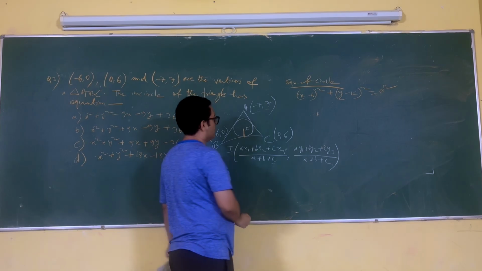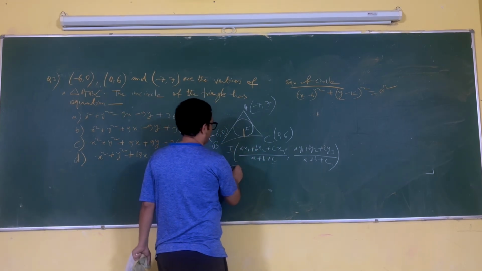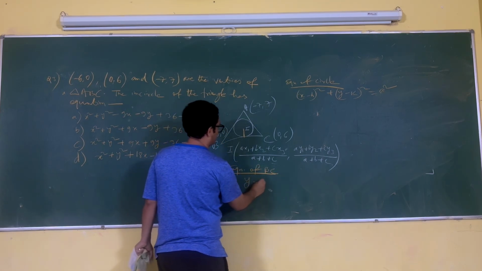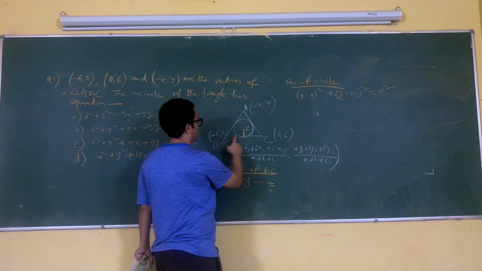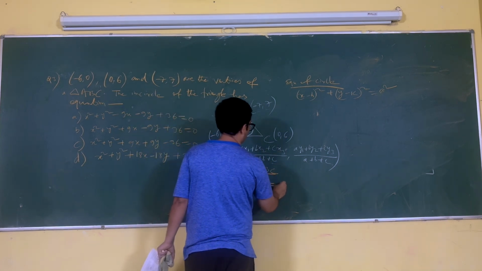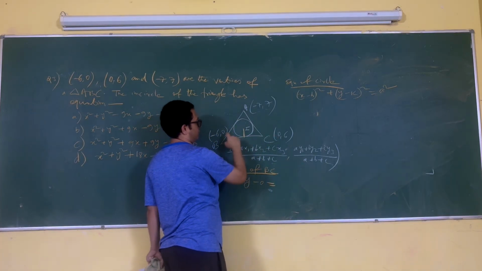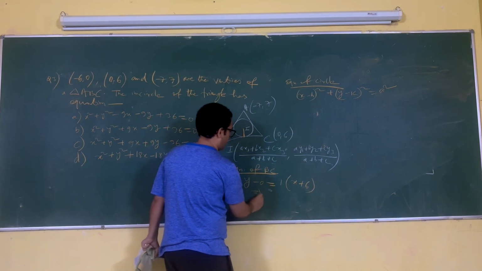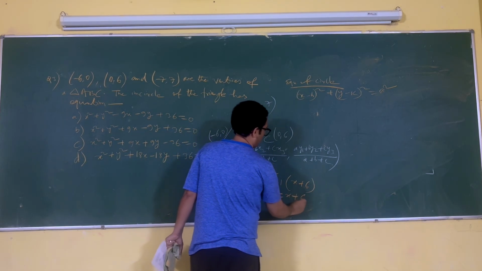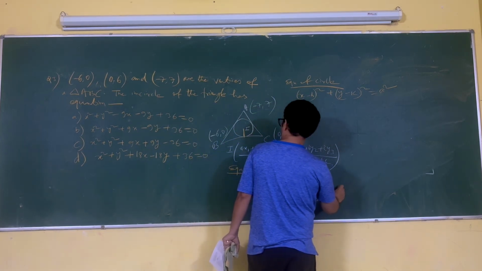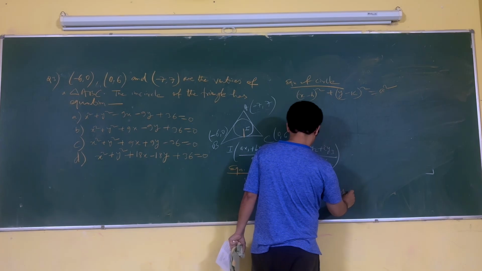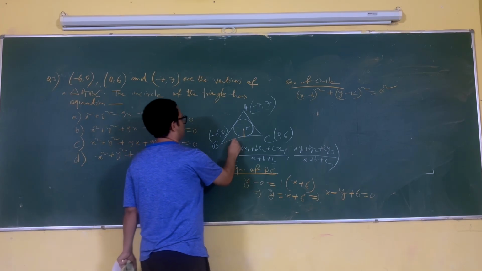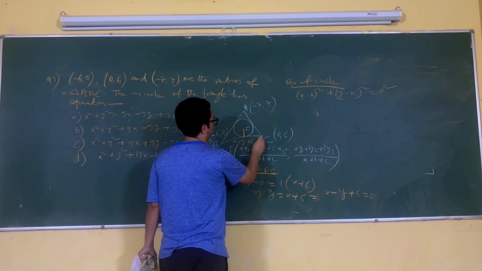Both are required here. So what is the equation of BC? Equation of BC is nothing but y minus 0 is equal to, what is the slope? 6 minus 0 over 0 plus 6, so it's 1 only. Slope is 1 and x plus 6. So y is equal to x plus 6. So we can say x minus y plus 6 is equal to 0. So this is the equation, x minus y plus 6 is equal to 0.